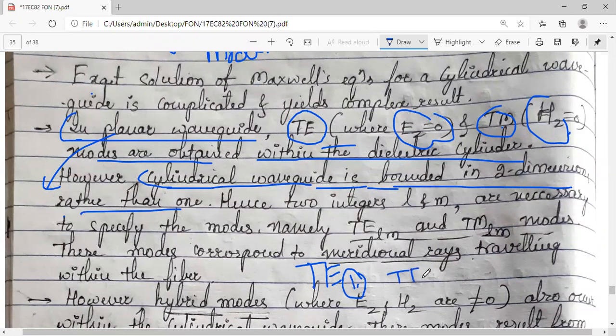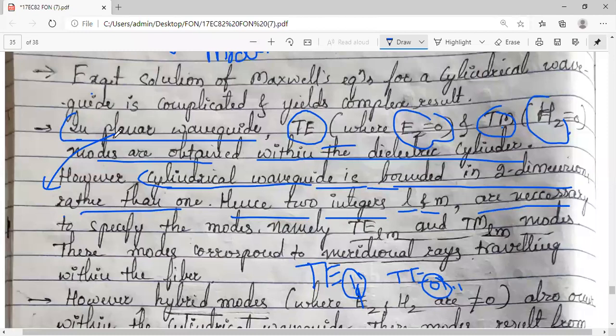Say, if I want to write like this, I will take say 0, 1, 1, 1, 2, 1. So two numbers we will use instead of using a single one. We will use two integers rather than one, that is L and M. It is necessary for a cylindrical waveguide to have two integers in order to indicate the mode.